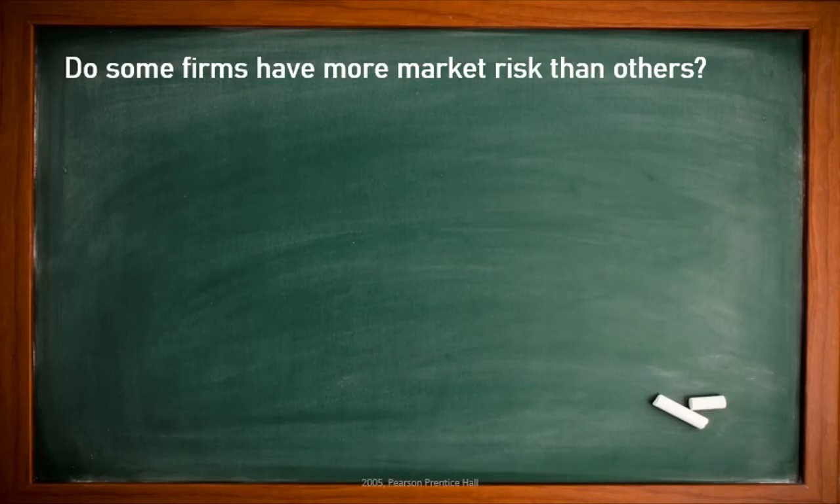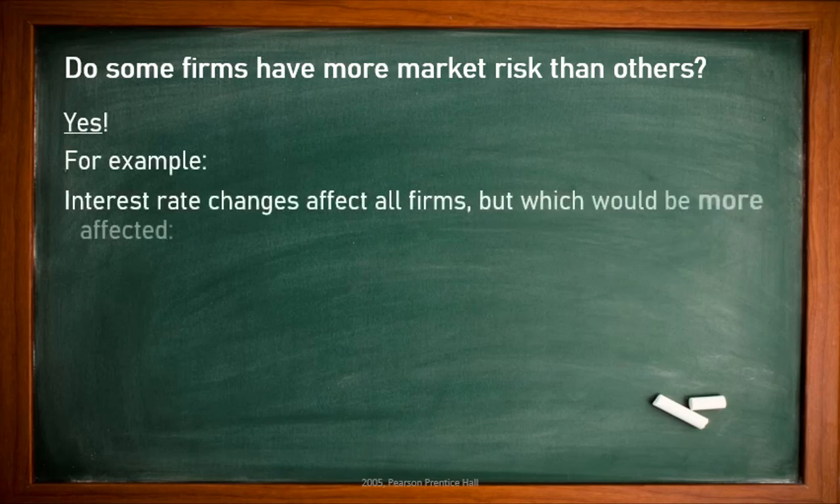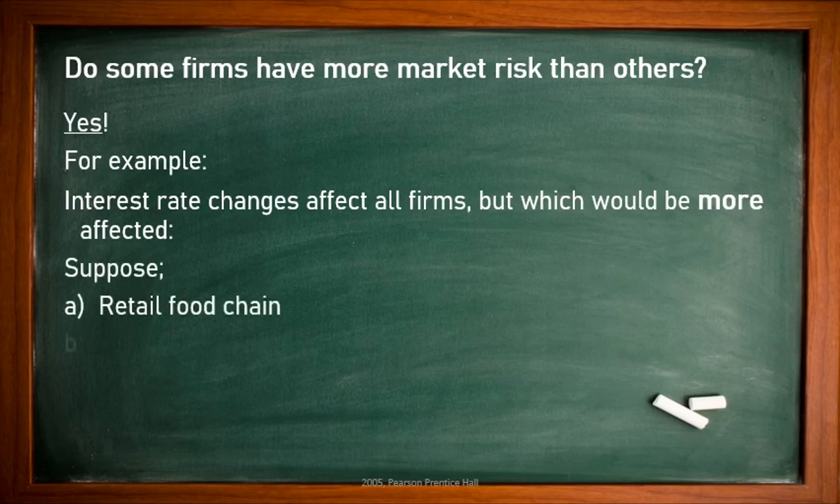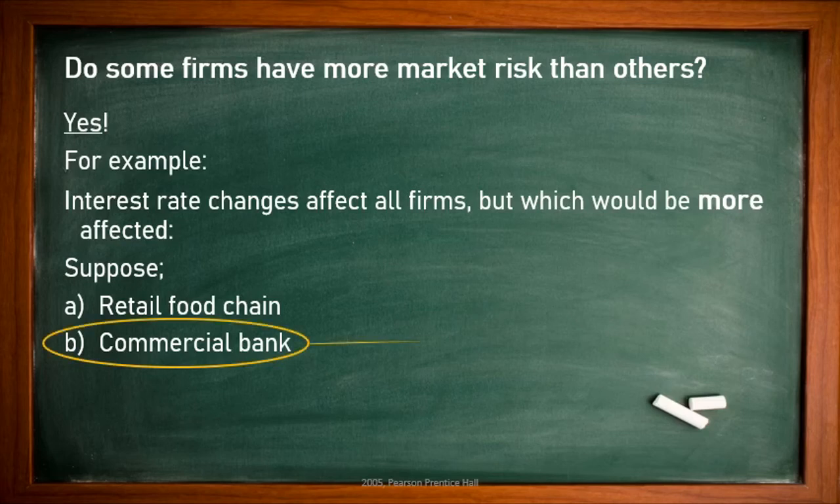So, do some firms have more market risk than others? Yes, definitely. For example, interest rate changes affect all firms, but which would be more affected? Suppose we have two types of company, a retail food chain and a commercial bank. If we compare the two, we get to know that the commercial bank has higher risk than the retail food chain company, as we examined in a previous case. So my focus is to help you understand with the cases given above.